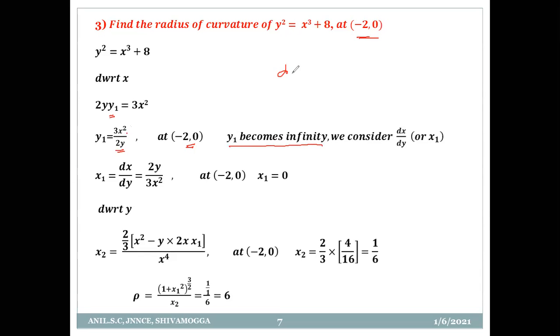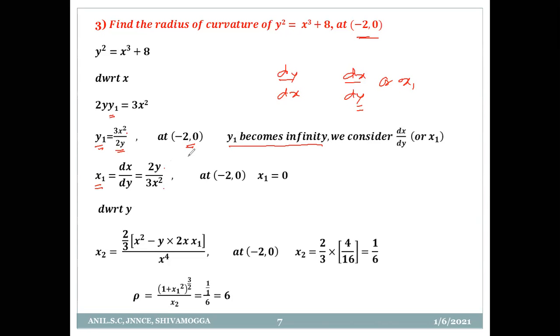y1 means dy by dx. Its reciprocal is dx by dy, or you can write it as x1. In either way, you can write dx by dy or x1. This is the derivative with respect to y. Now take the reciprocal. The reciprocal of dy by dx is dx by dy. It is denoted by x1. We just interchange numerator into denominator and denominator into numerator. That is 2y divided by 3x square.